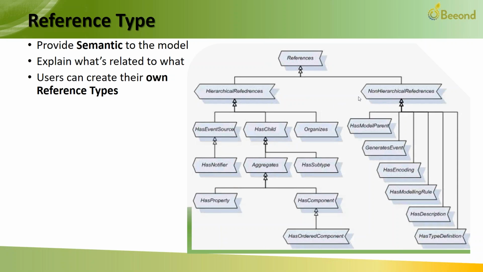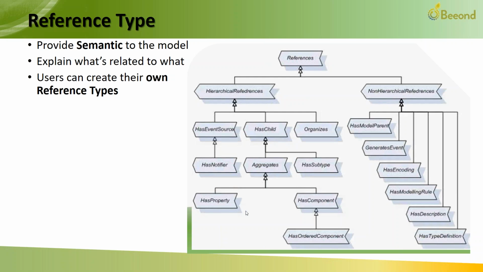So two objects might not just be in a direct parent-child relationship, per se, or class-object relationship. They also might have different reference types. The ones that are provided, so to speak, out of the box, the primitive references, are these ones that you can see, and they're separated in two sets. One are the hierarchical references, and one are the non-hierarchical references.